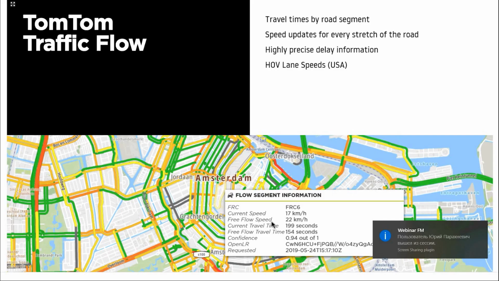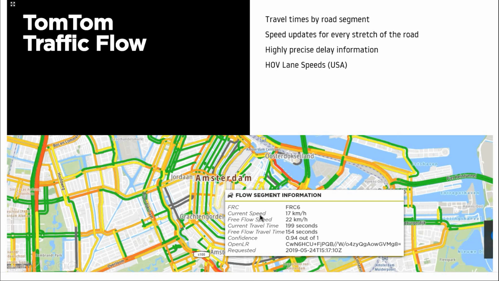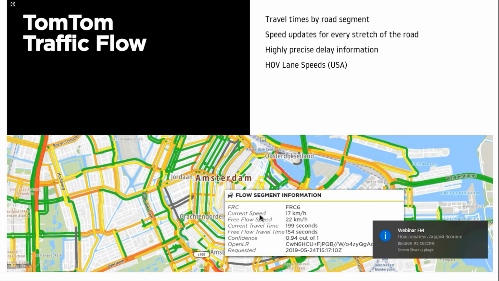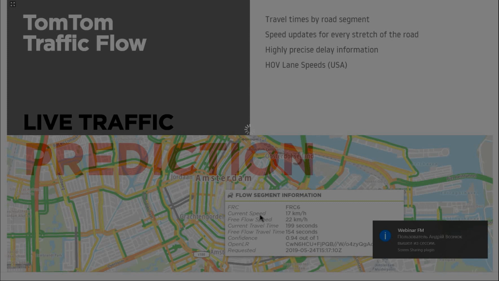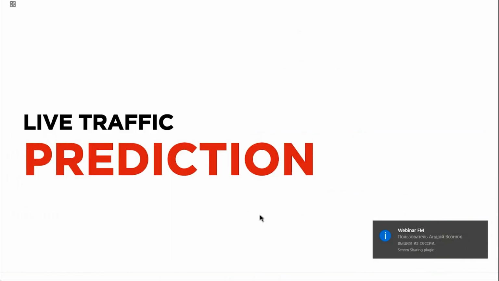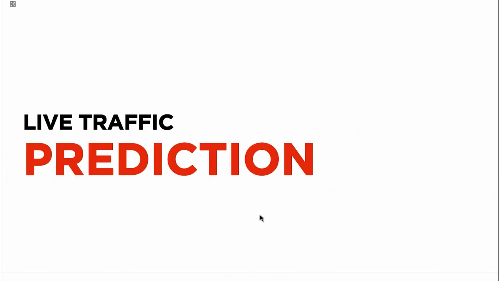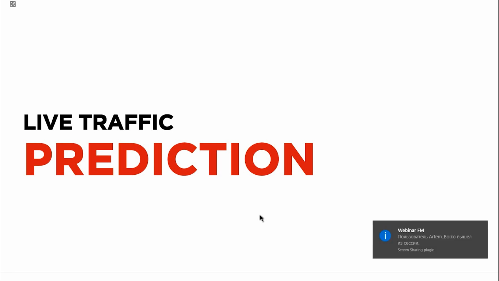TomTom Traffic Flow, where we deliver the speeds and travel times per segment. As you can see here, I'm going to show you this live. You get speeds for every segment. And I'm almost done with the presentation. Jonathan, we have also some predictive features.